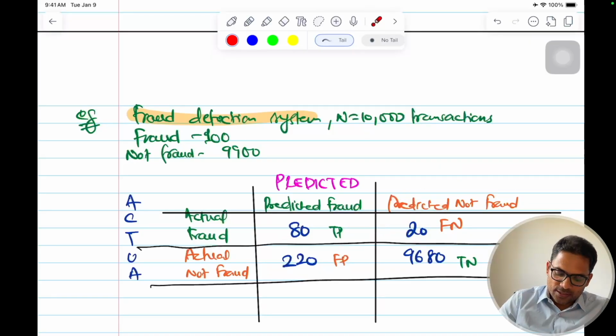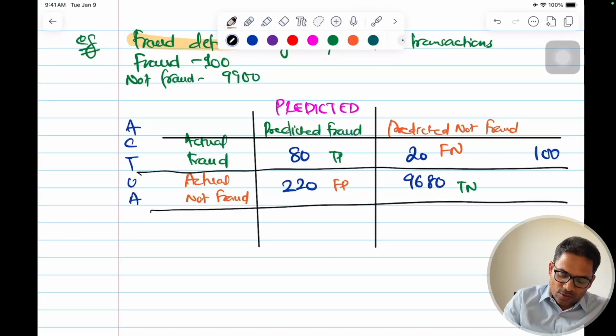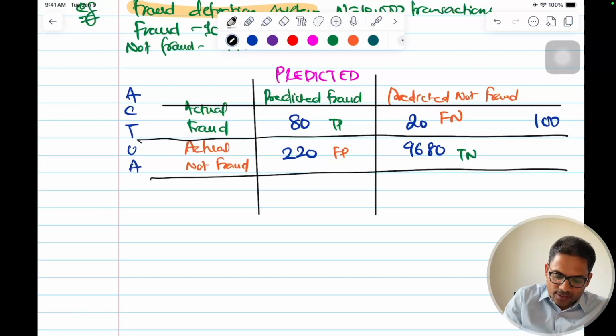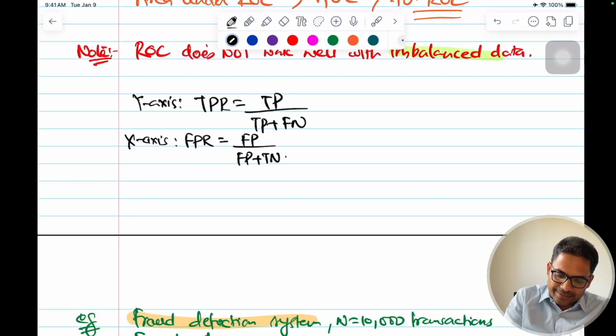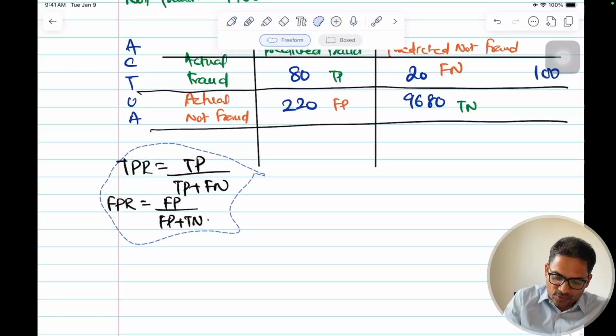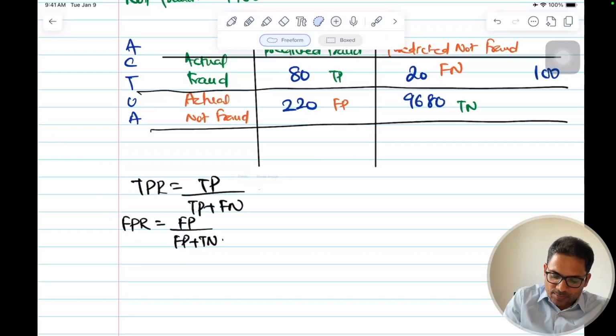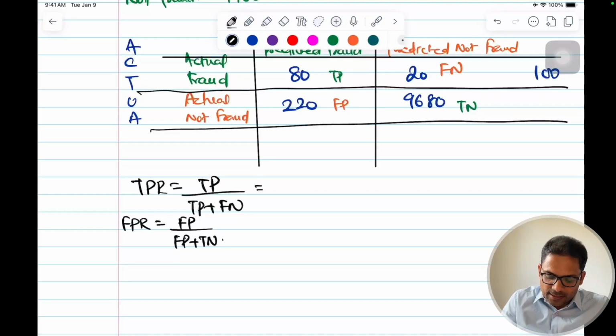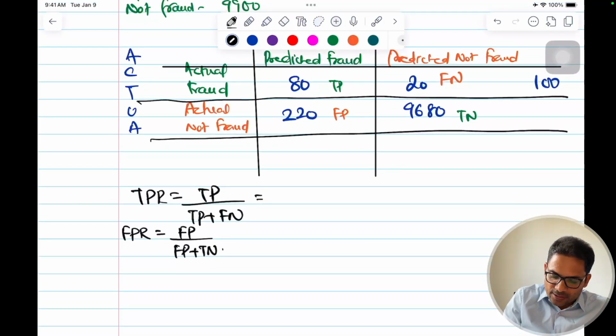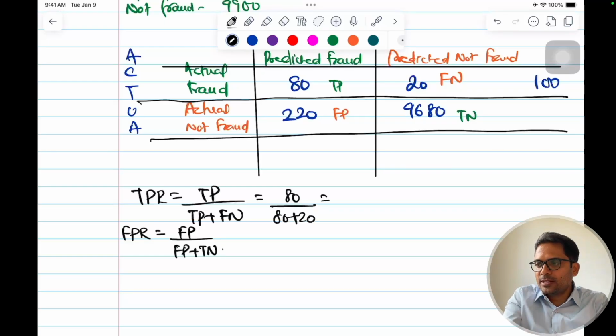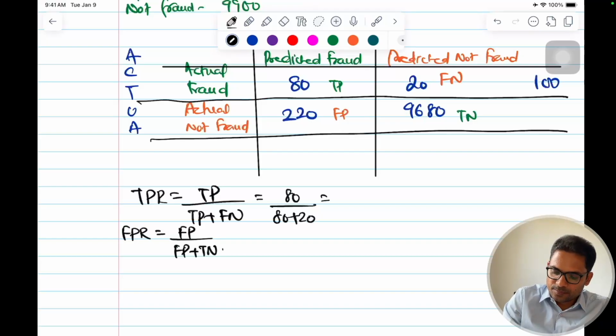Okay, so what is your true positive rate here? Let's calculate this. Once we understand how to put this true positive, false positive, just putting in the formula is simple maths. So what is the TPR? That is true positive by true positive plus false negative. So this is your 80 by 80 plus 20. So this is your 0.8.